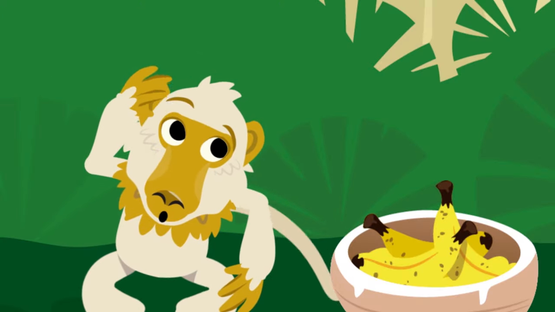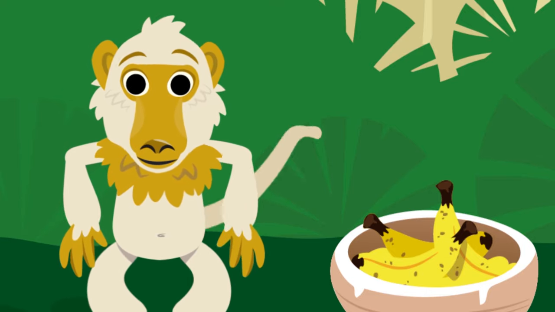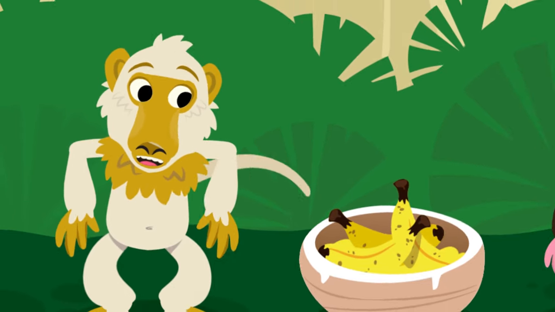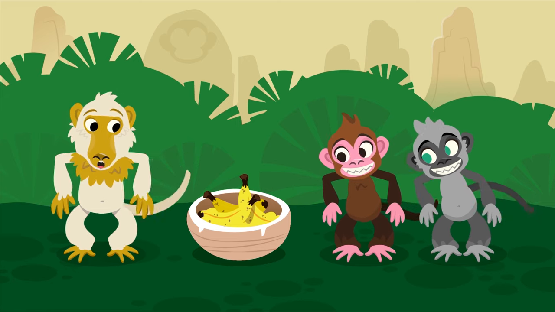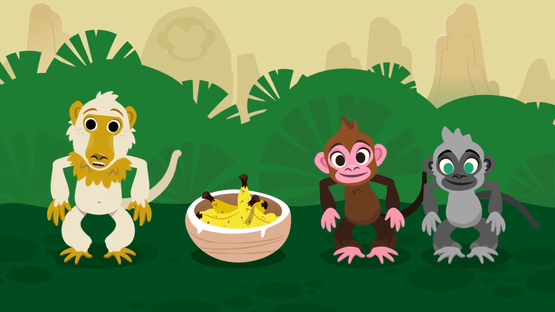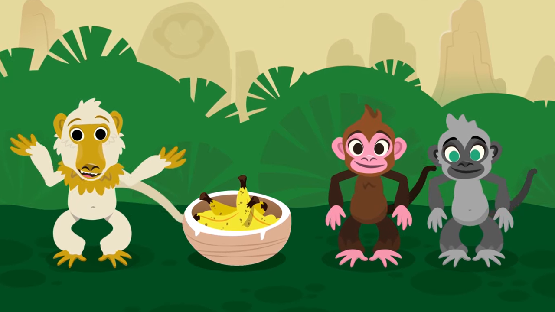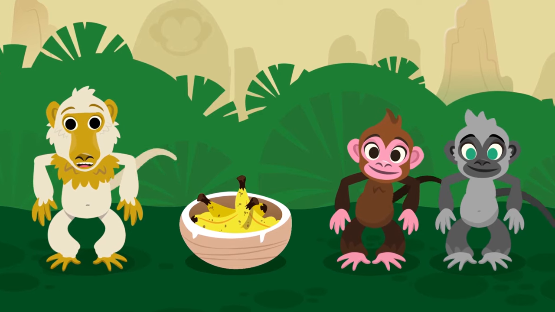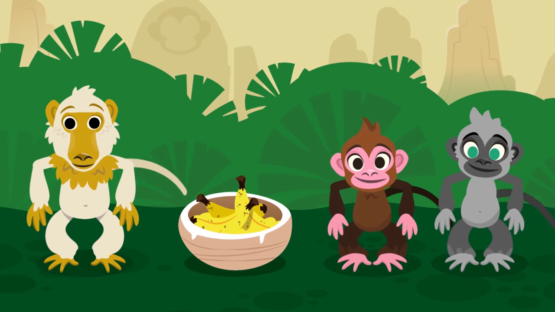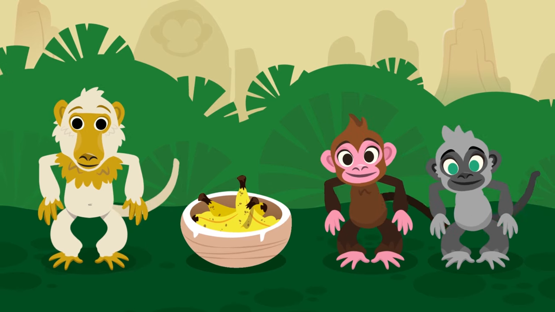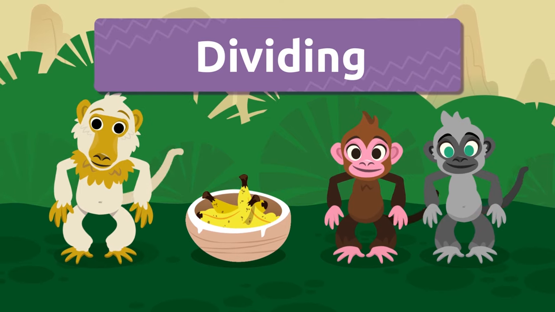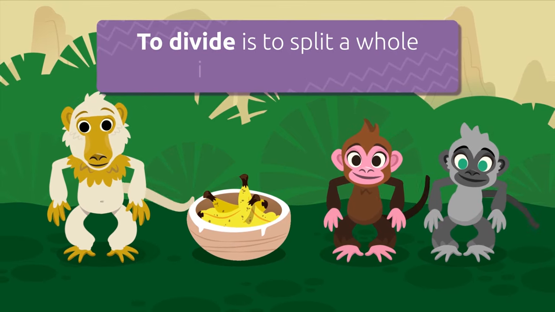Good morning, Baboon, my friend. I see you're very concentrated, thinking about something. Can I help you with anything? Hi there. My friends and I are hungry, and look how many bananas I've got. The problem is that I would like to give the same number of bananas to each one of them, and I don't know how to do it. I don't want my friends to be mad at me. So, what you want to do is to share out in equal parts this quantity of bananas, right? Yes, that's it. Well, this is called dividing. To divide is to split a whole into equal parts.